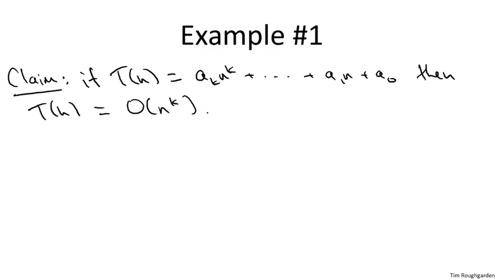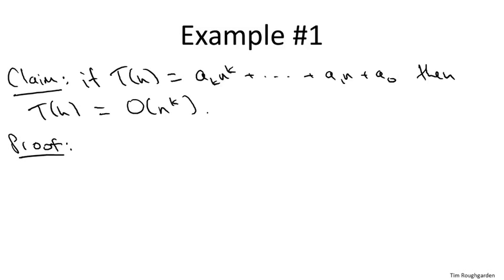So this claim is a mathematical statement. It's something we'll be able to prove. As far as what this claim is saying, it's just saying big O notation really does suppress constant factors and lower order terms. If you have a polynomial, then all you have to worry about is what is the highest power in that polynomial, and that dominates its growth as n goes to infinity.